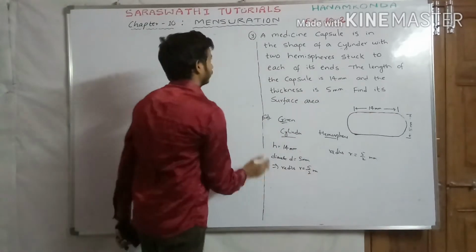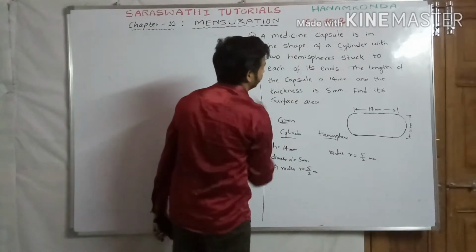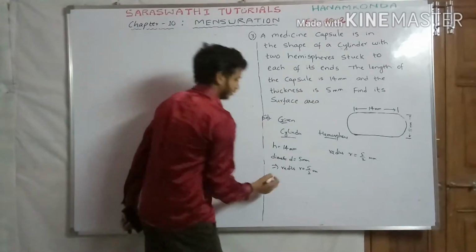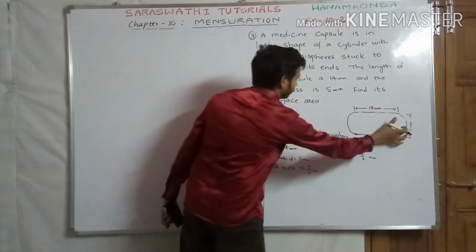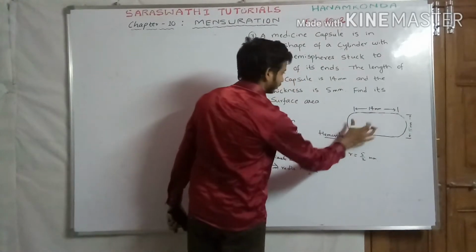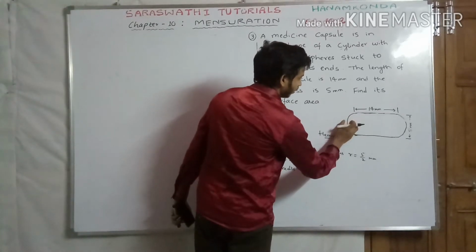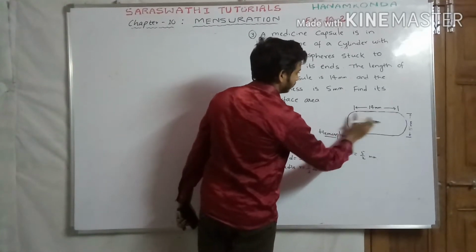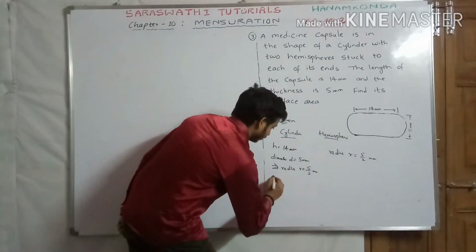Okay, so according to the problem, it is given that a medicine capsule is in the shape of a cylinder with two hemispheres stuck on each of its ends. Since the medicine capsule consists of two hemispheres stuck to the cylinder, the total surface area of the medicine capsule is curved surface area of hemisphere plus curved surface area of cylinder plus curved surface area of again hemisphere.